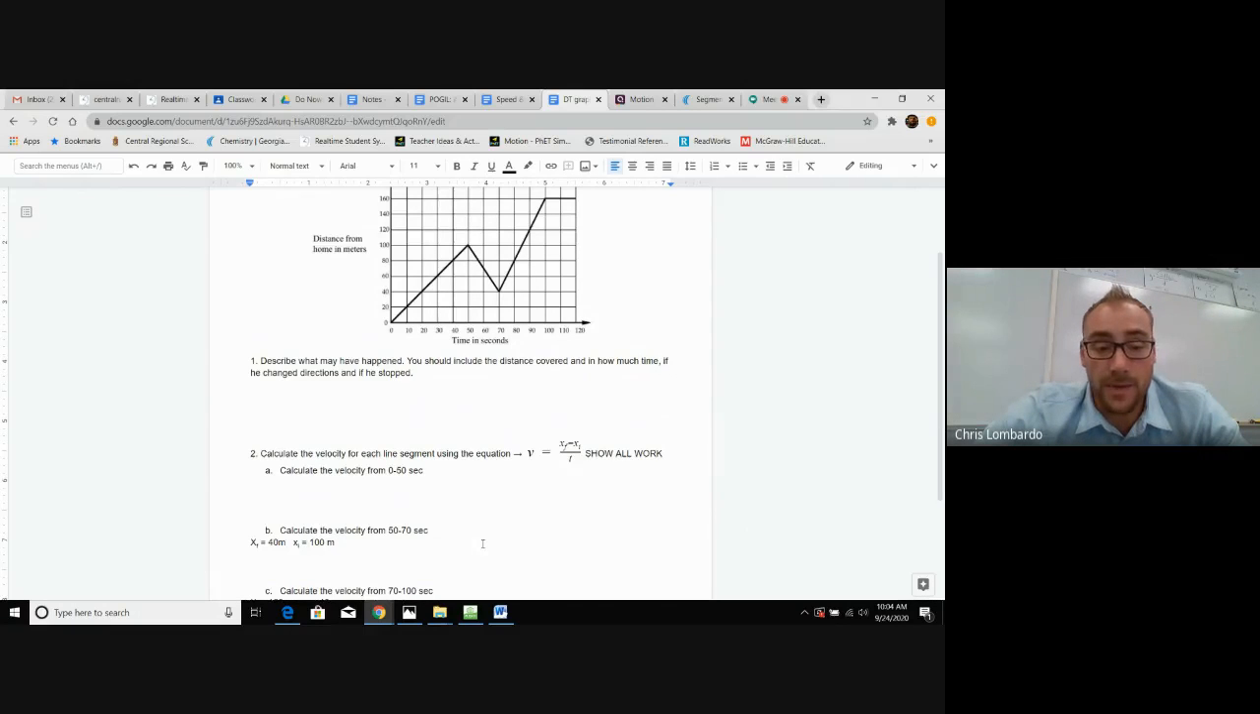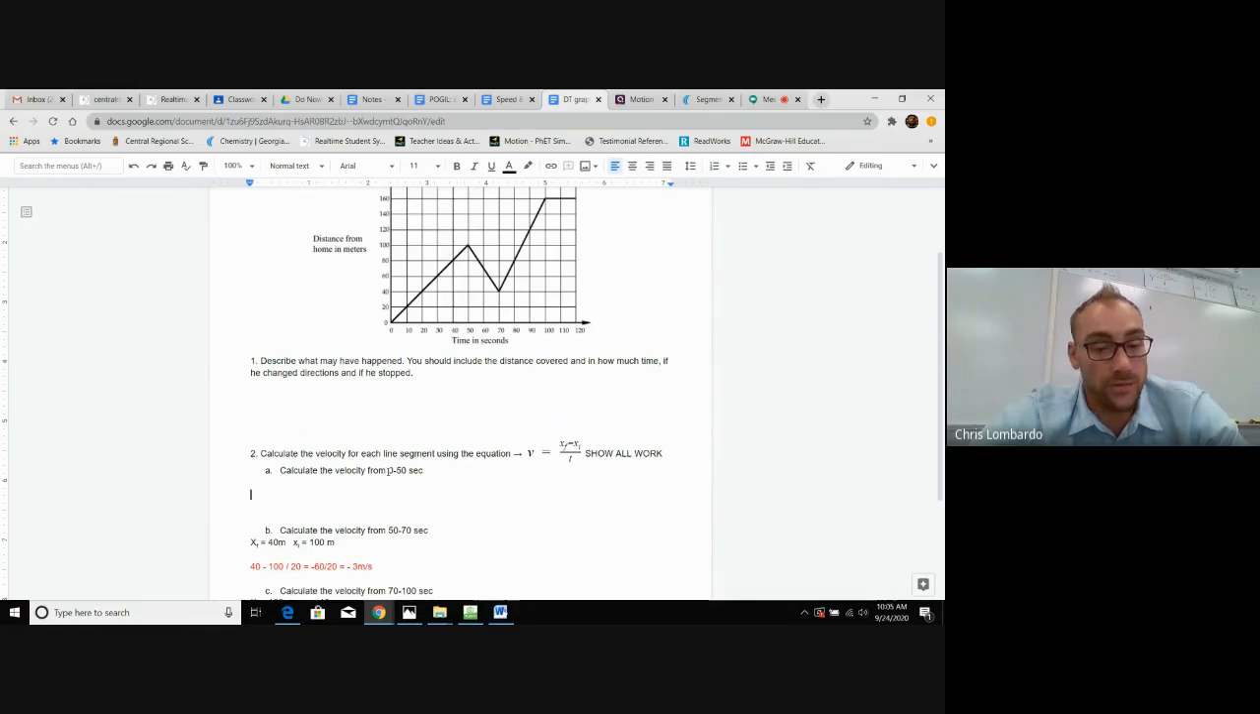So XF minus XI, so it's 40 minus 100. Then you divide it by the time. What is the time? From 50 to 70 seconds, that's a total of 20 seconds. So you work that out. It's negative 60 divided by 20 seconds, and you should get a velocity of negative 3 meters per second. And just do me a favor, guys, and highlight your answers there in red.